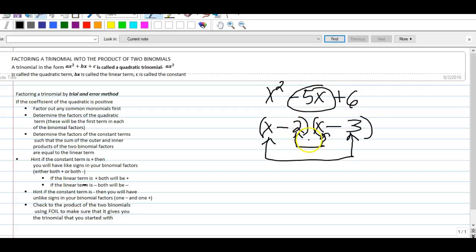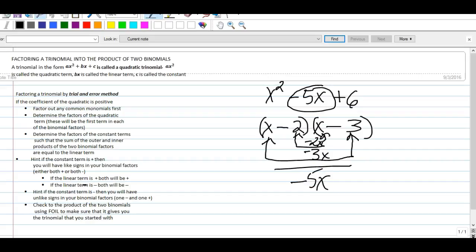A minus 2 times x is minus 2x, and x times a minus 3 is a minus 3x, and that gives me the linear term, which is minus 5x. Now again, what you want to do is to check this to make sure that you have factored this trinomial into the product of two binomials that gives you what you started with.